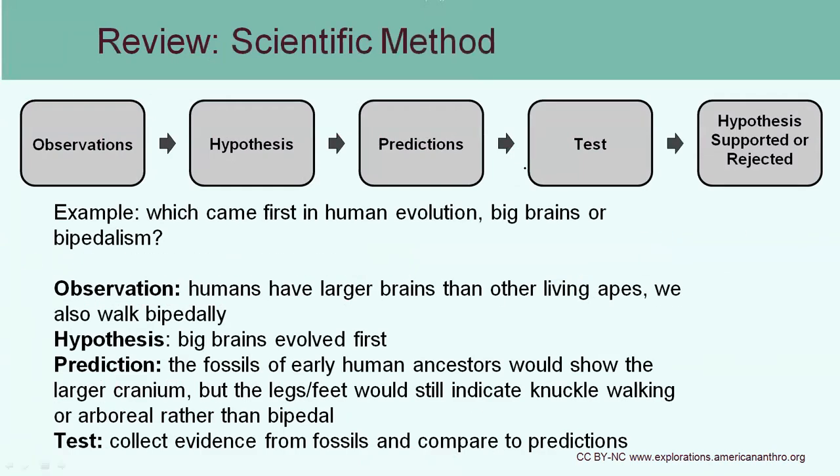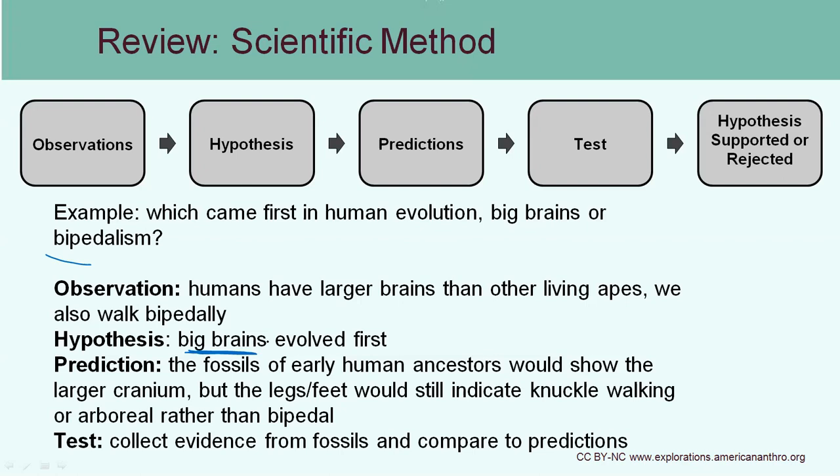Now, back in week 1, we talked about the scientific method and how it can be applied to the science of anthropology. So if you're a scientist and you're trying to investigate something, you need to collect data that either supports or refutes your hypothesis. So let's say that our hypothesis is that the big brains evolved first. Well, if we believe this, then we would look at the fossil record to find evidence of human ancestors that had big brains.